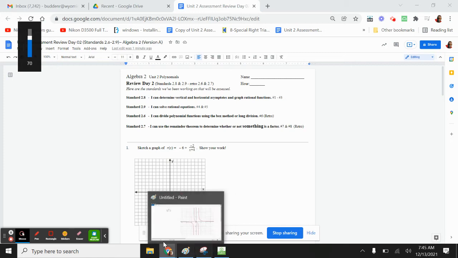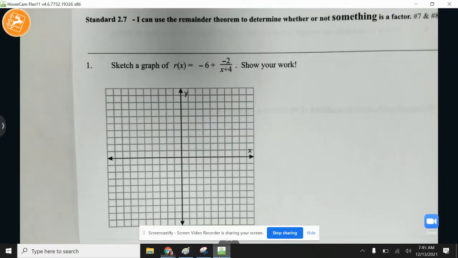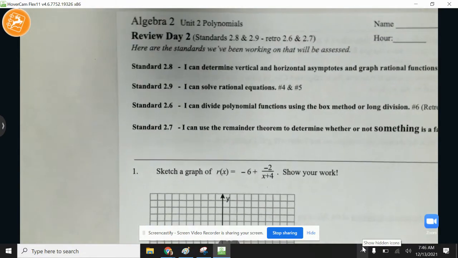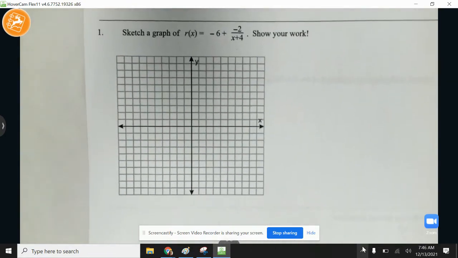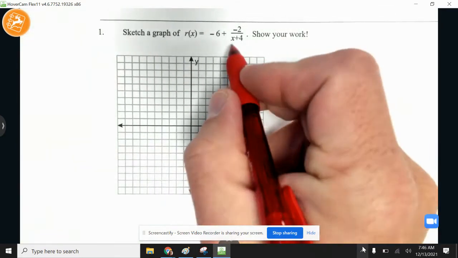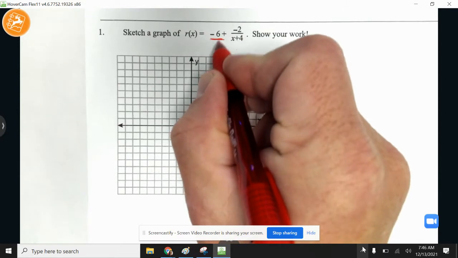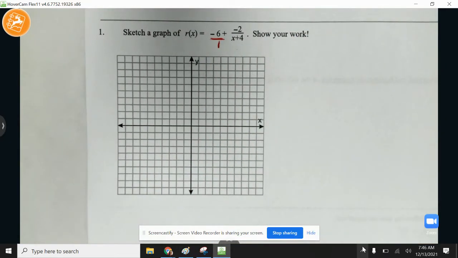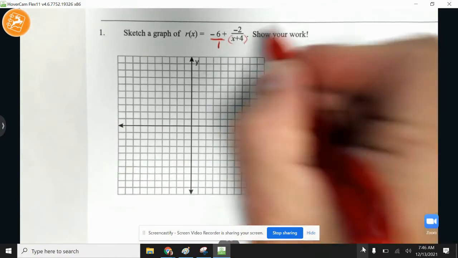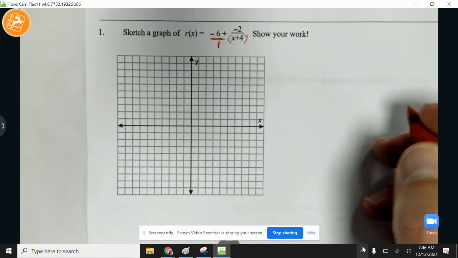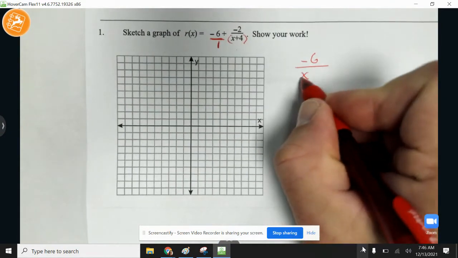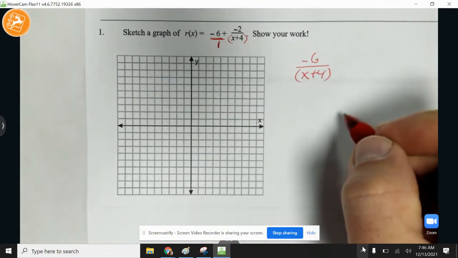Okay, what we have here is review day 2, sketch right here. Okay, so what I got going on here is I want to make this a common denominator. So right now I have a 1 underneath. So I have my x plus 4 right here. Okay, so I want to go minus 6 with the x plus 4 underneath here.